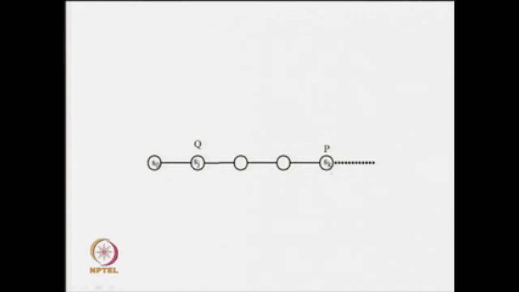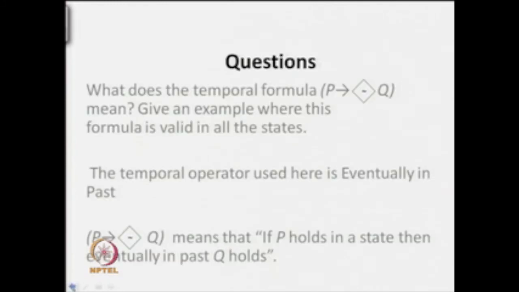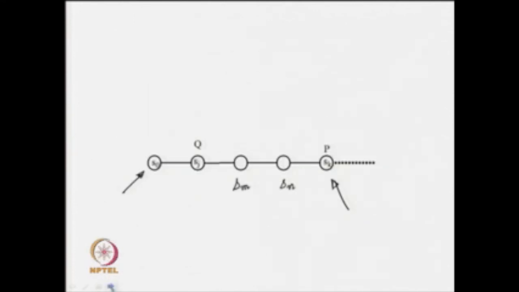So, we are talking about a state S k and beyond that in the future. Just think that this S k is the current state. I am going to take S 0 as the starting point of my system, and I am going to give the names S m and S n to these two states. And what was my formula? It says that P implies eventually in past Q. So, basically I am going to look for the formula P implies eventually in past Q holds.